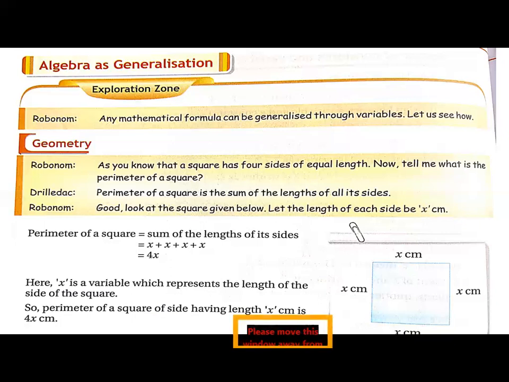Any mathematical formula can be generalized using variables. To find the perimeter of a square, we assumed a variable x and found it. This is how algebra is used in geometry.